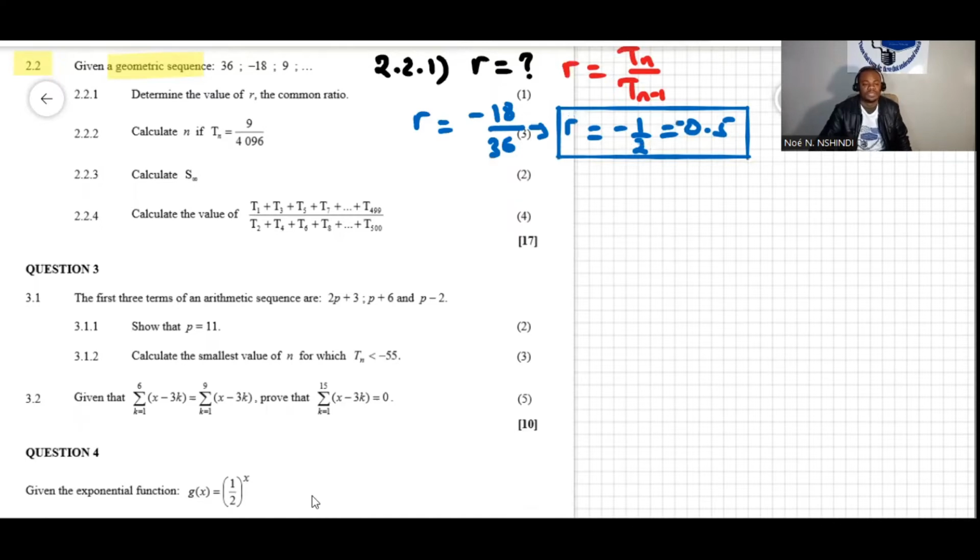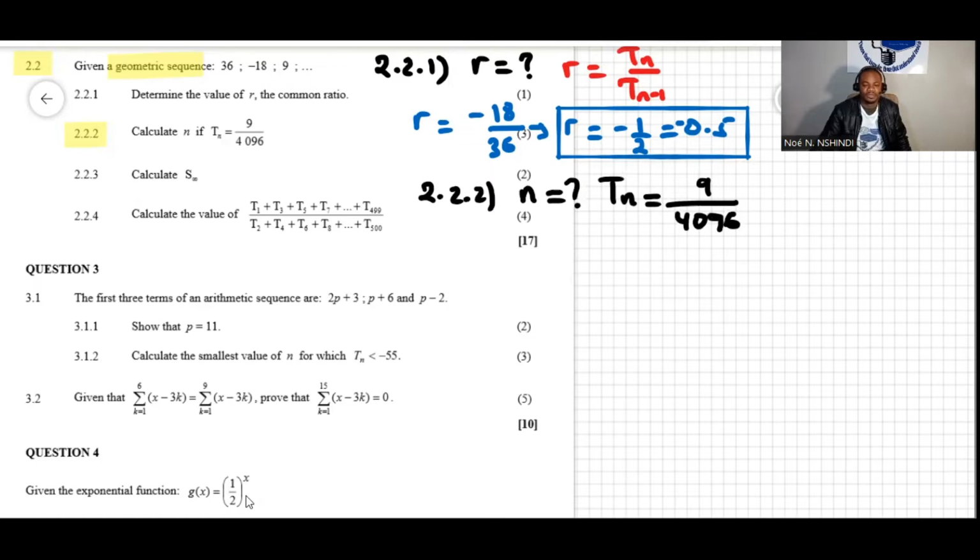Now, the following question is question 2.2.2. It says that if Tn equal to 9 over 4096, calculate the value of n. So we're looking for n, if Tn equal to 9 over 4096.